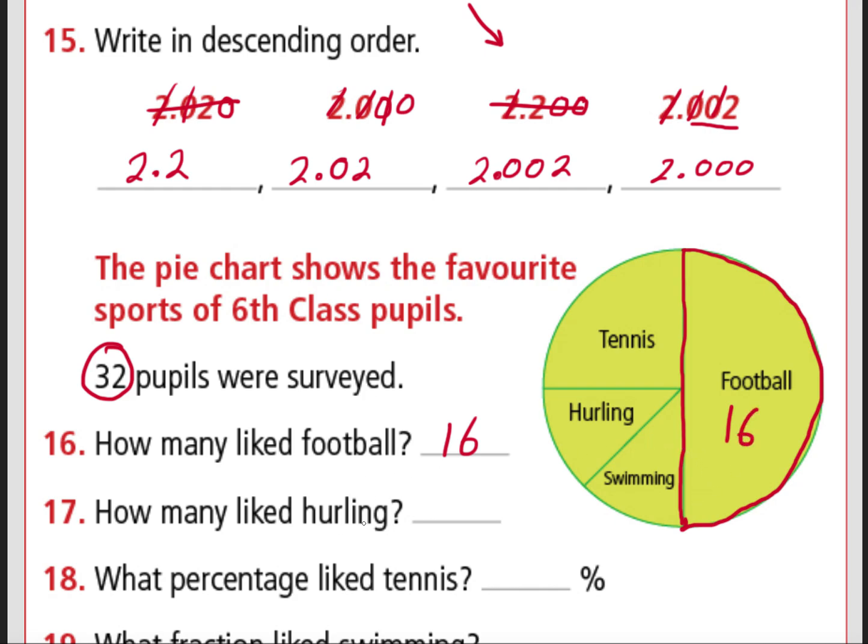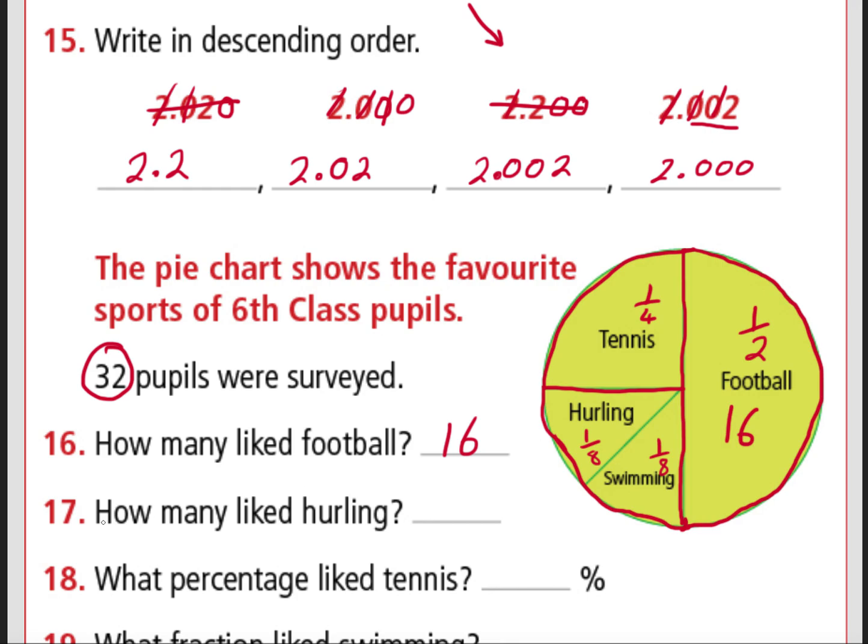How many liked hurling? Now, before we look at hurling, I'm going to look at tennis. If you look at tennis here, you should be able to see that that's a quarter of a circle. Okay, so football here, that's a half of a circle. Tennis is a quarter. And if you look at hurling and swimming, it's a quarter that's been split into 2. Okay, which means each of these must be 1/8. 1/8 of the class liked hurling, 1/8 of the class liked swimming.